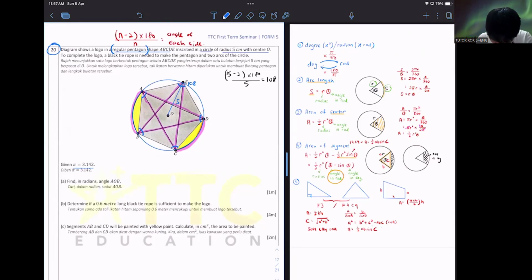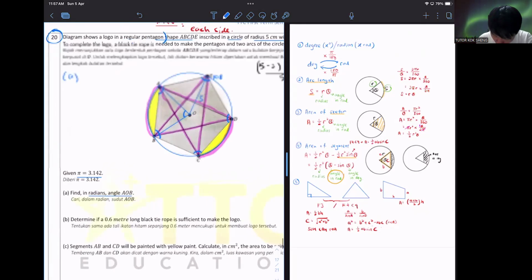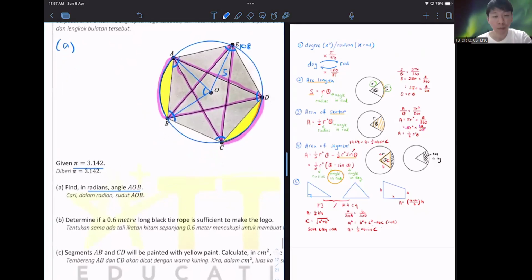Find in radians the angle AOB. AOB, very easy. This angle. It seems like we don't need the 108. Okay, never mind. Back to here. So how do we find the angle here? Only one mark, so the working should not be too long. This angle here is very simple.